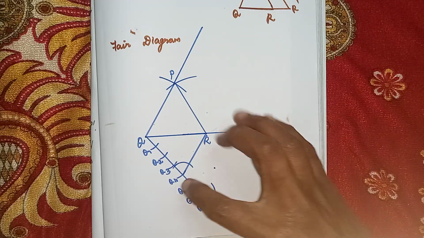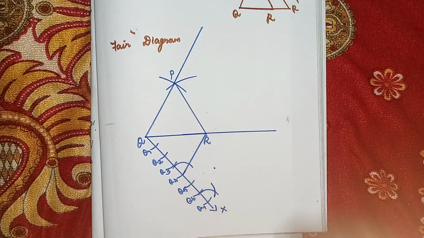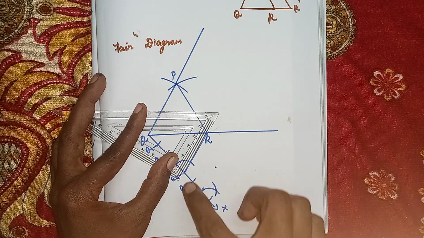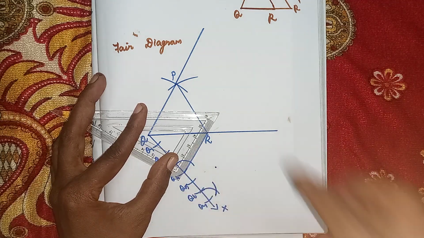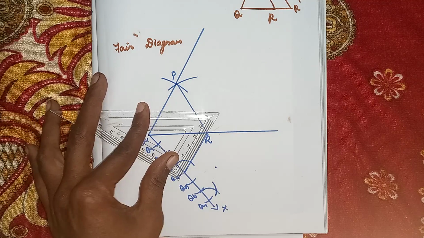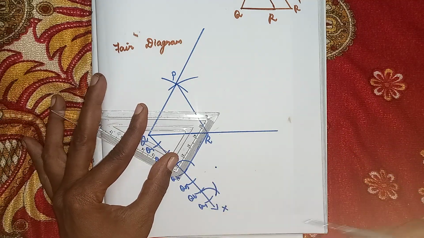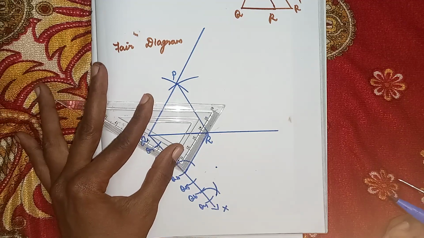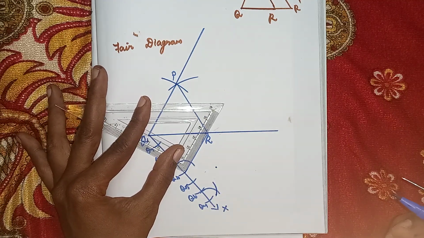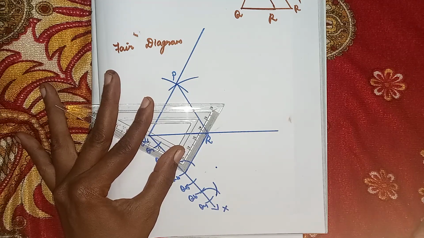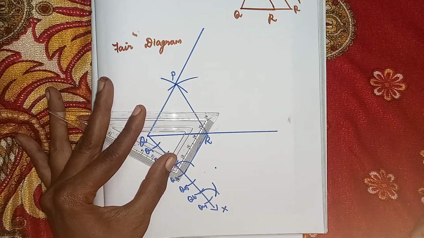Like the before problem, you want to draw a line Q7R dash parallel to Q4R. Listen, students, you have to join that. Keep the set square on this line so it touches like this. Slowly, you can keep it like this and slowly move it.